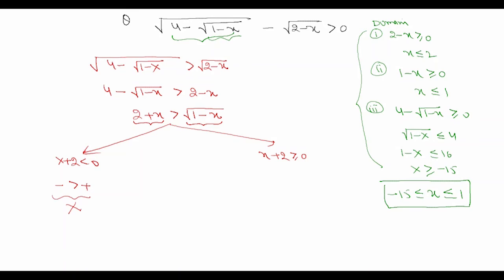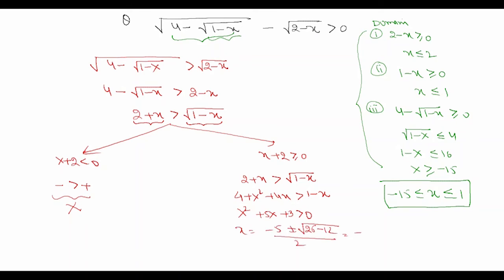Now when x plus 2 is greater than or equal to 0, I have 2 plus x, which is greater than root of 1 minus x, and both of them are positive. So I'll square it. If I square it, I'll get 4 plus x square plus 4x, and this is greater than 1 minus x. So I can simply write it as x square plus 5x plus 3, and it should be greater than 0. Now when I solve this condition, I'll get minus 5 plus minus root 13 by 2.